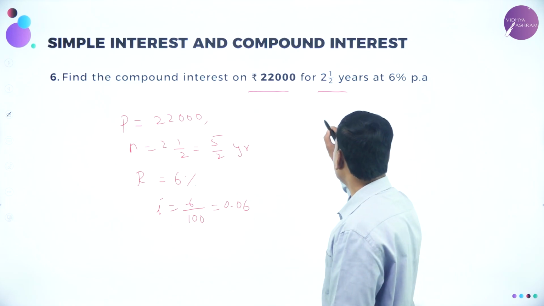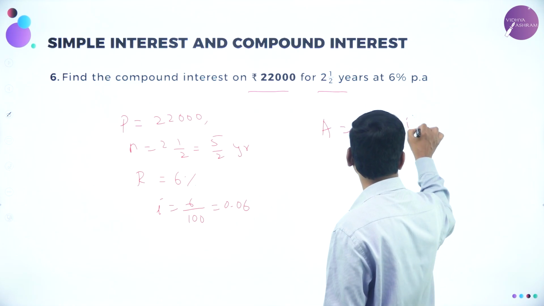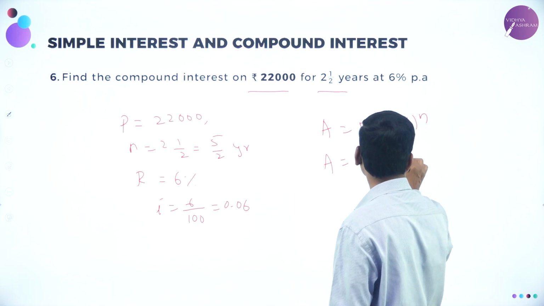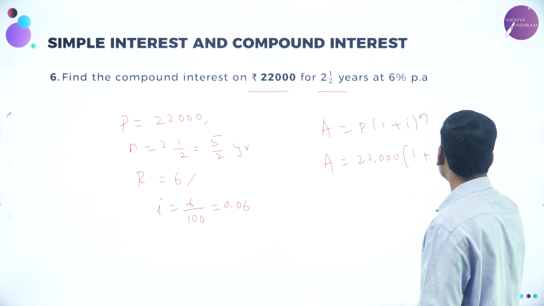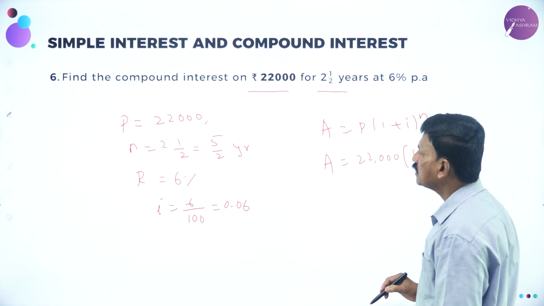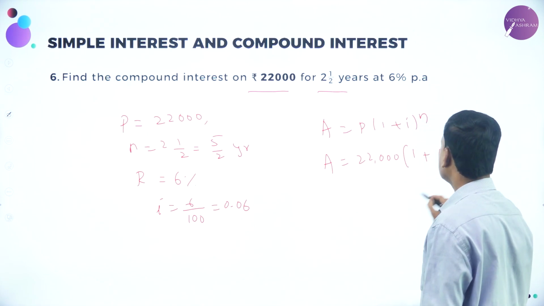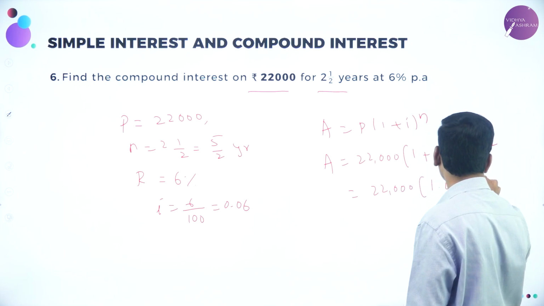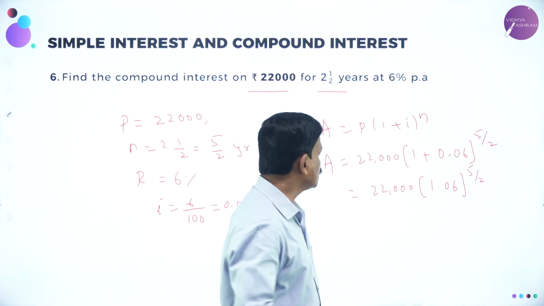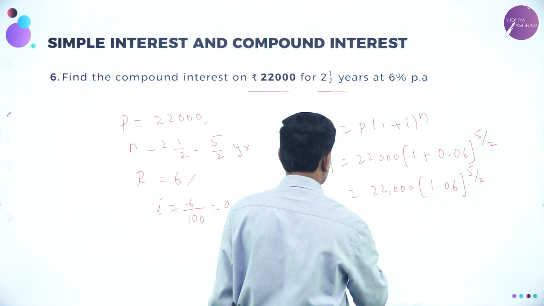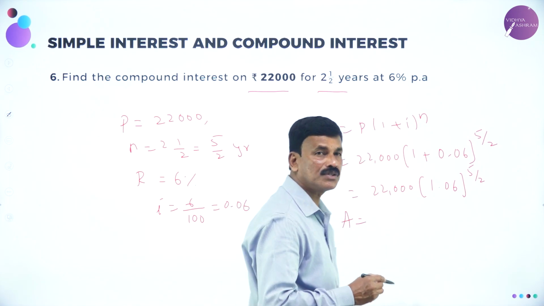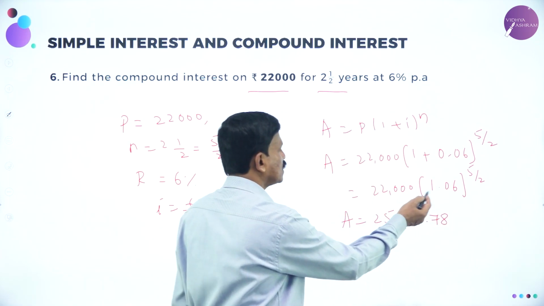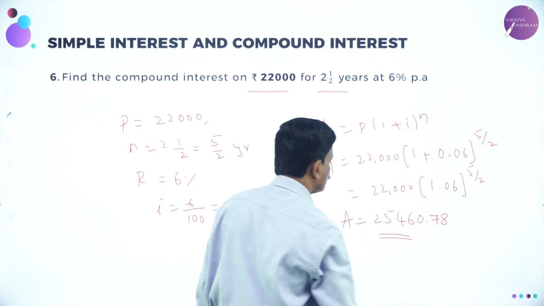Now same as usual, what is the formula? Amount is equal to P into 1 plus I to the power of n. So amount A is equal to principal, 22,000, into 1 plus what is I? I is 0.06, to the power of n. n is equal to 5 by 2. Now this is equal to 22,000 into 1.06 to the power of 5 by 2, right? So this can be simplified by using the logarithm. So after simplification, the amount you are going to get is 25,460.78. Just take logarithms and simplify. You are going to get the amount as 25,460.